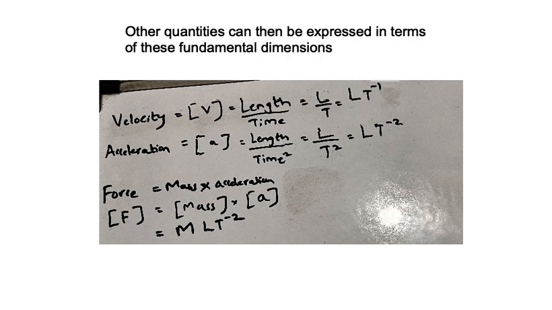Force is generally considered like this. The formula for force is mass times acceleration. So the dimension for force is the dimension of mass multiplied with the dimension of acceleration. The dimension of mass is M, and the dimension for acceleration, which is a derived dimension, derived from length and time, is L t to the power minus 2. So the dimension of force is M L t to the power minus 2.